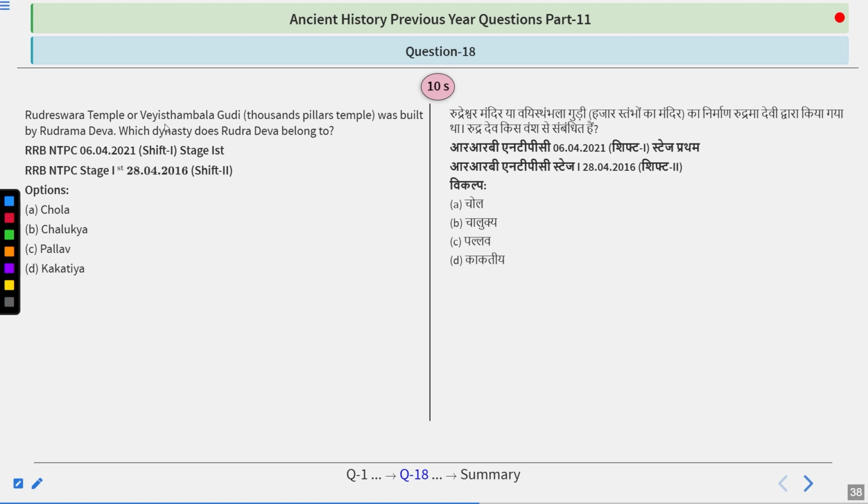Rudreshwar temple, or Vaishambala Gudi, was built by Rudrama Deva. Which dynasty does Rudra Deva belong to? Options are Chola, Chalukya, Pallava, or Kakatiya. So take your time and try to answer.